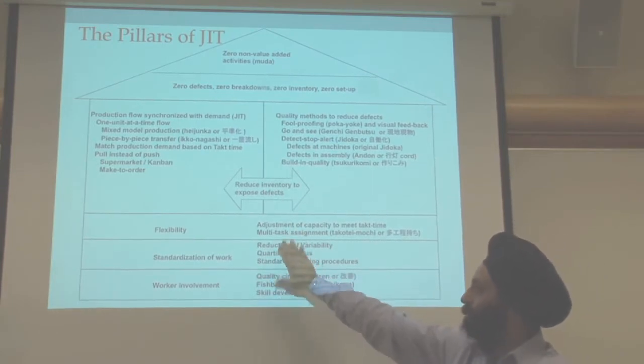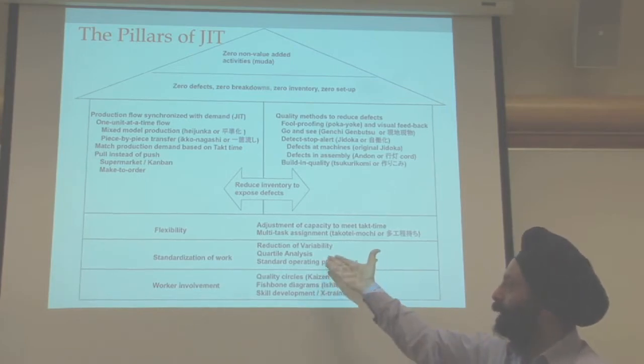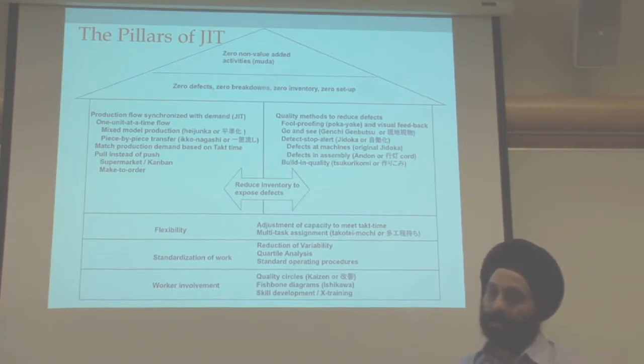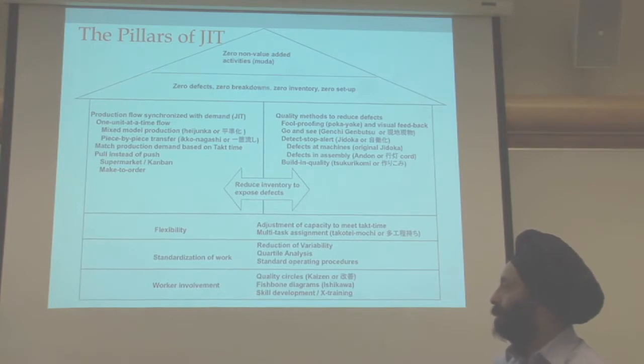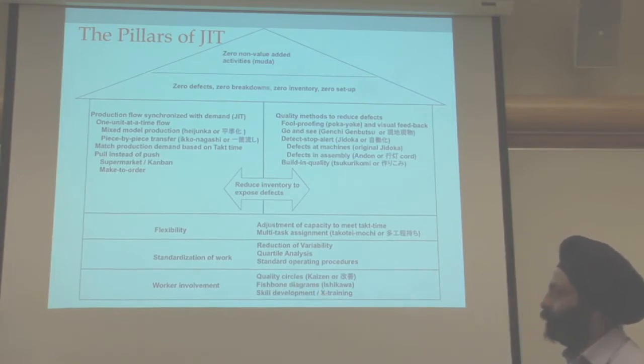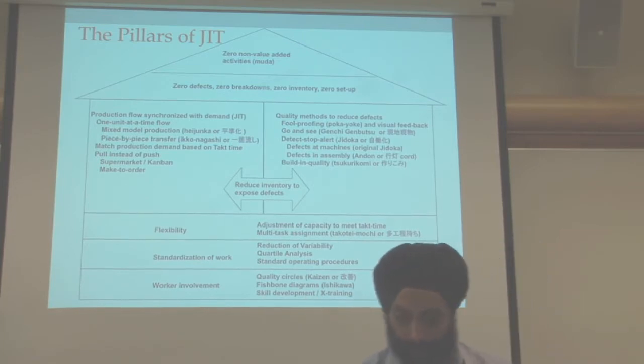Standardization of work is emphasized through reduction of variability, so that there is consistency of products throughout. The other tools that are used are quartile analysis and standard operating procedures. The more standardization that is used, the lesser the chances of creating a product with high variability. Quality circles, Kaizen is also used in this case, and fishbone diagrams, which come from Ishikawa and were discussed in the previous lecture, can be used here. Cross-training and skill development is also one of the components in this case.